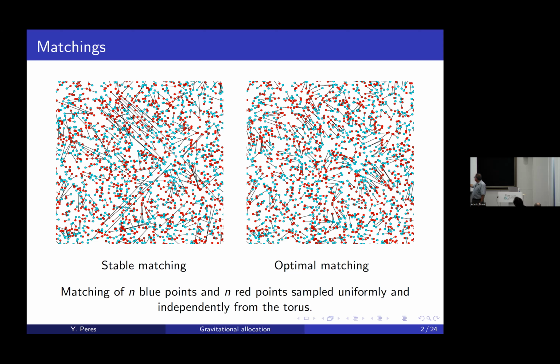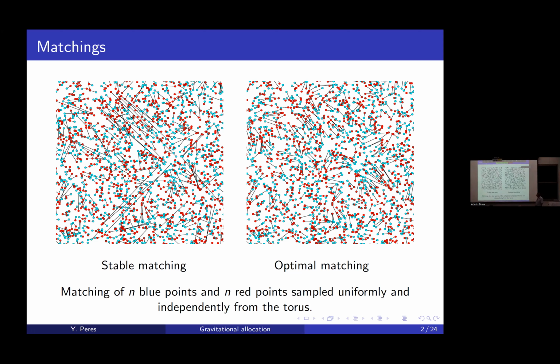So that's what you see here. There is a famous method called the Hungarian method to find this pretty efficiently, with complexity n cubed. On the left, you see the unique stable matching of these points. The points are in the same position. It's the same collection of points.